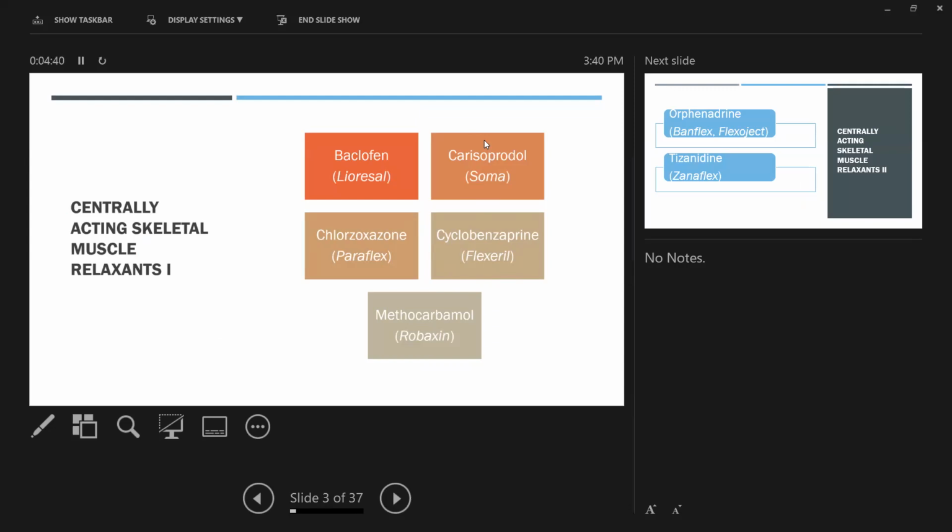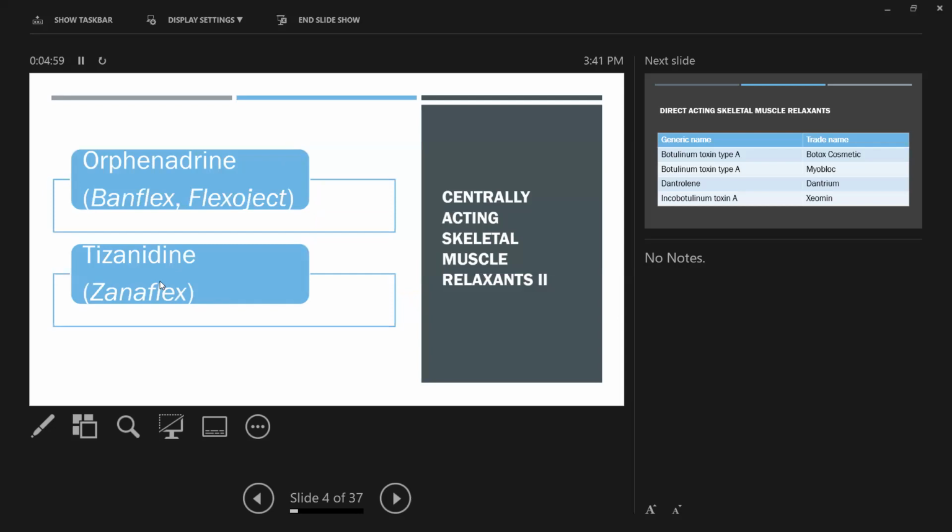Carisoprodol is called Soma. Baclofen is available in a generic, so it tends to just be called baclofen. But if it is available in a trade name drug, it is Lioresal. And then tizanidine is called Zanaflex. Tizanidine is used a fair amount in athletes because it has a short half-life. Orphenadrine is not used that much.